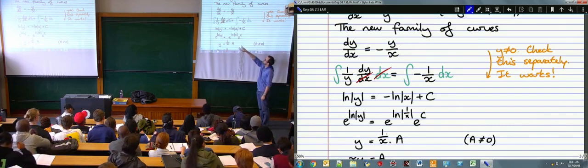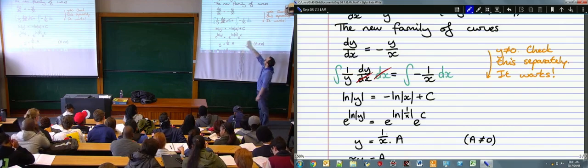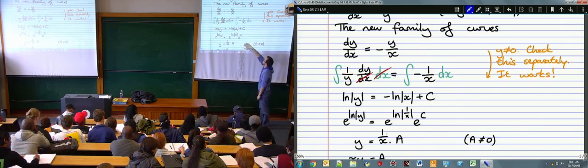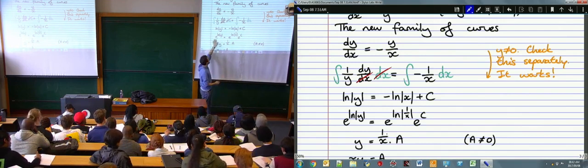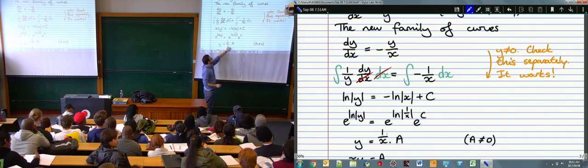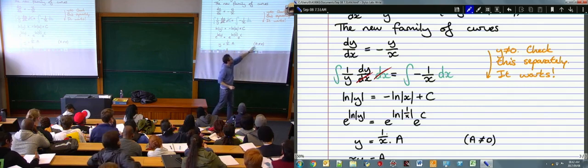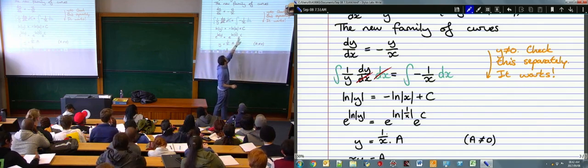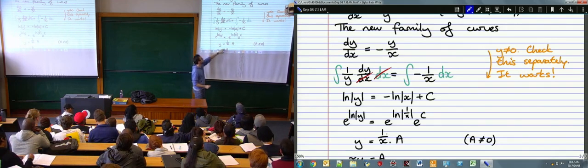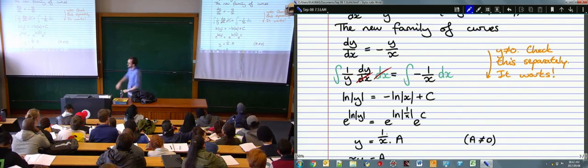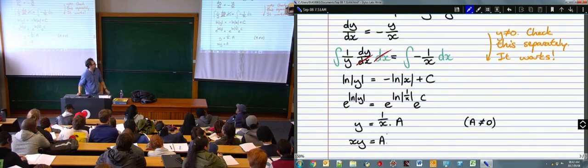So ln of the absolute value of y, that's the integral of 1 over y, is equal to minus ln x plus some constant c. We take exponentials on both sides, and we rearrange: y is equal to 1 over x times a, where a is not equal to 0, right? Because a is e to the c, and there's no value c that you can plug in that'll give e to the c equal to 0. So y is equal to 1 over xa, or maybe a more recognizable way of writing it is that xy is equal to a.